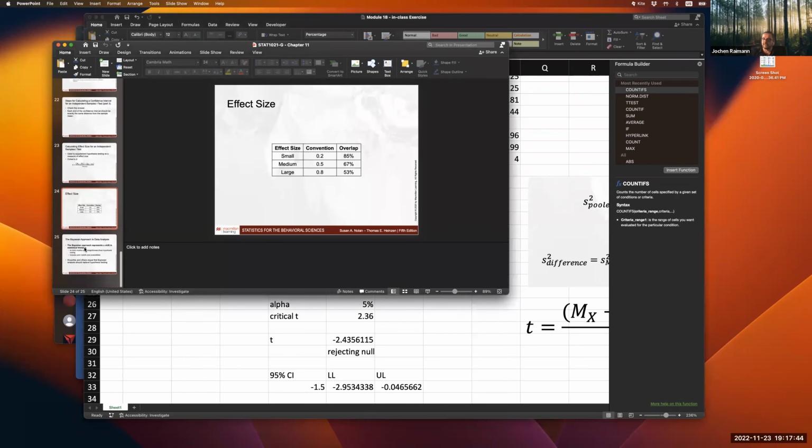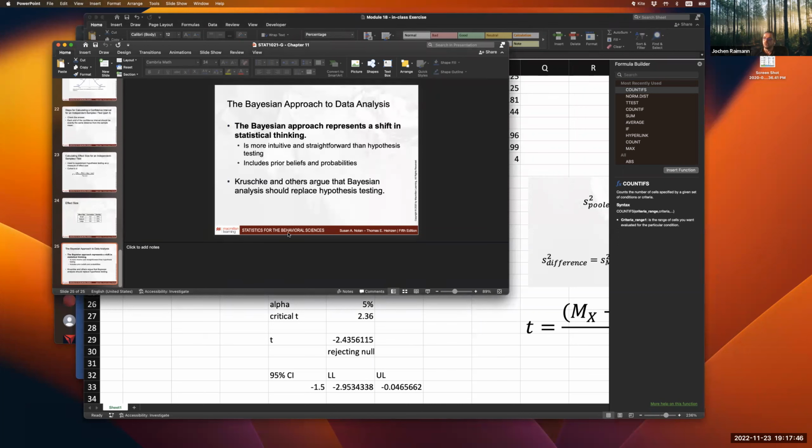So lastly, we're briefly talking about the Bayesian approach to data analysis, which essentially represents a shift in statistical thinking. So it's more intuitive and straightforward than hypothesis testing by including prior beliefs.